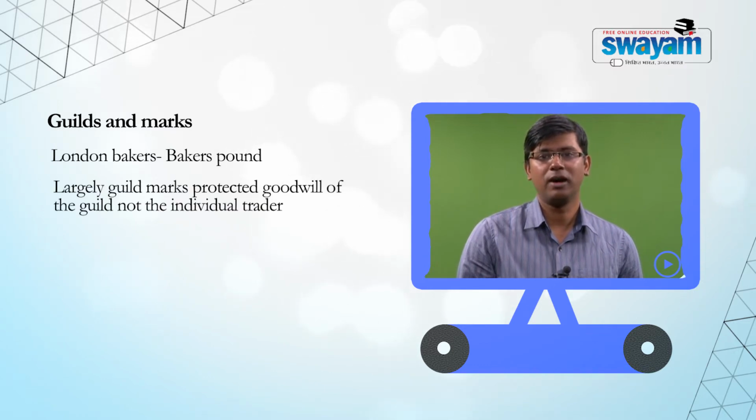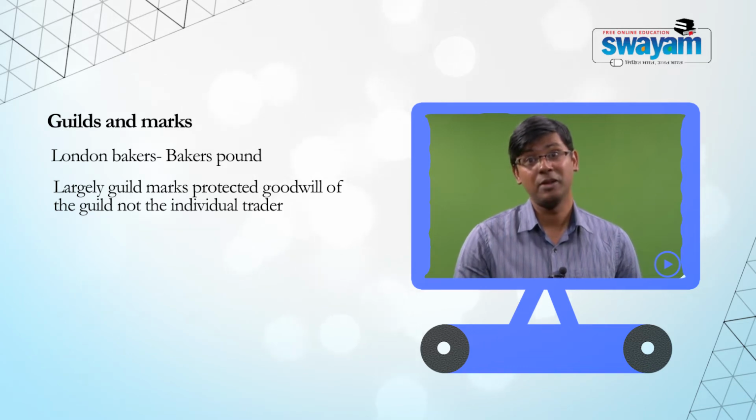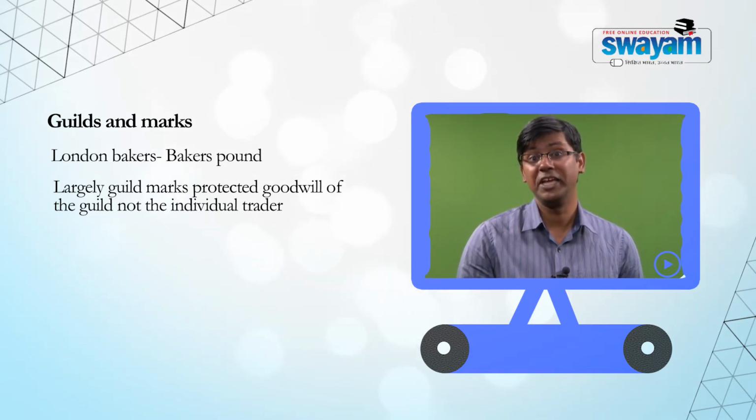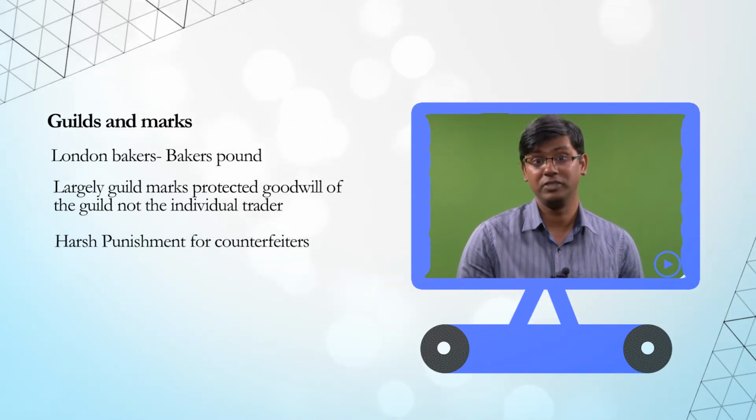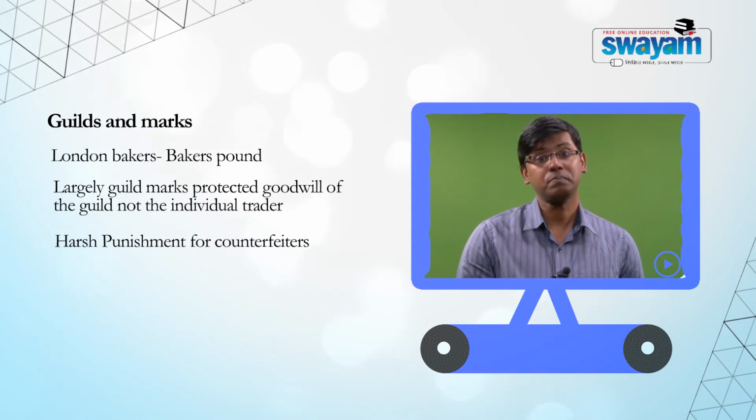Largely, guild marks protected the goodwill of the guild, but not necessarily that of the individual trader. So you could basically look at the early marks as some kind of a mark to represent the quality of a particular guild. There were harsh punishments imposed on people who were involved in counterfeiting, and there were very important cases that emerged during that time.